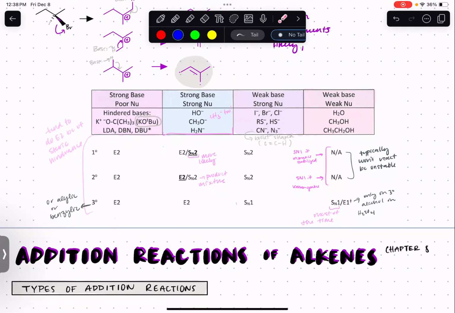I think at this point, hopefully everybody knows how to read this table. If not, though, you can ask me to go over it in a little bit more detail.